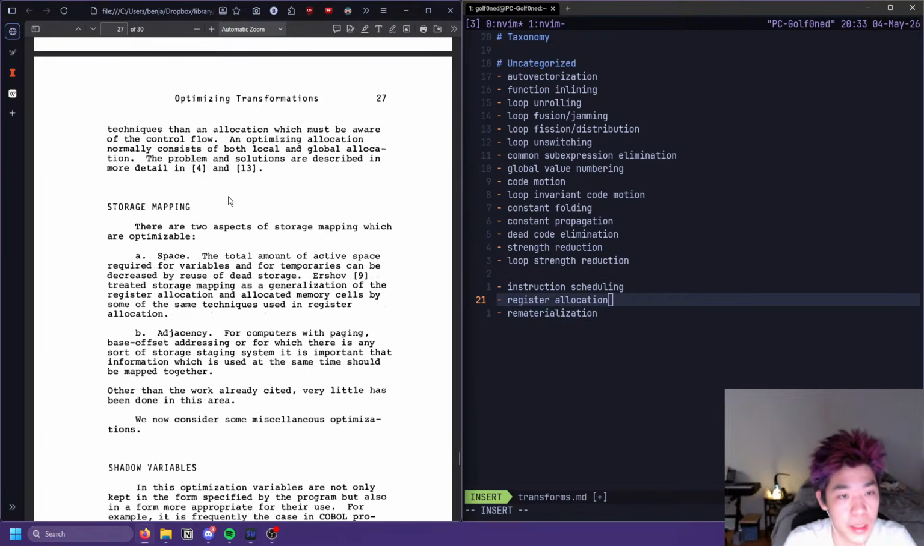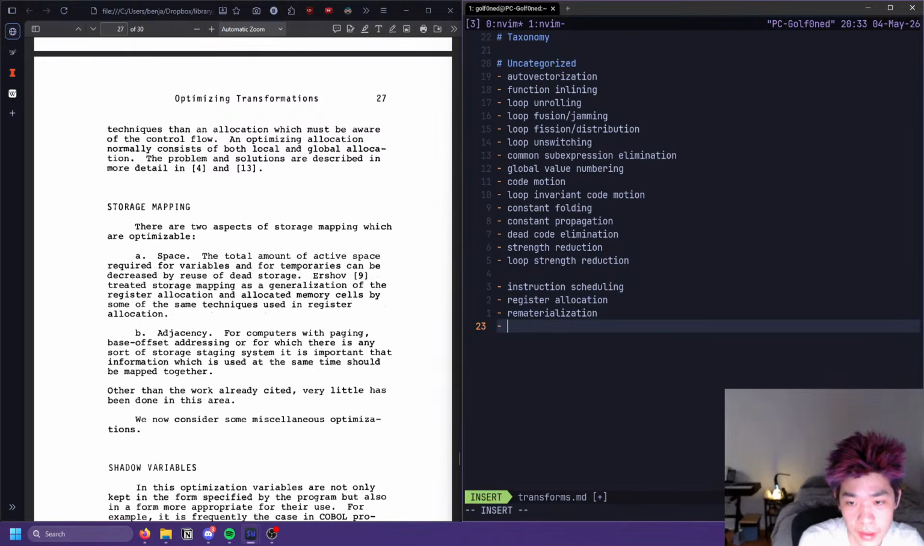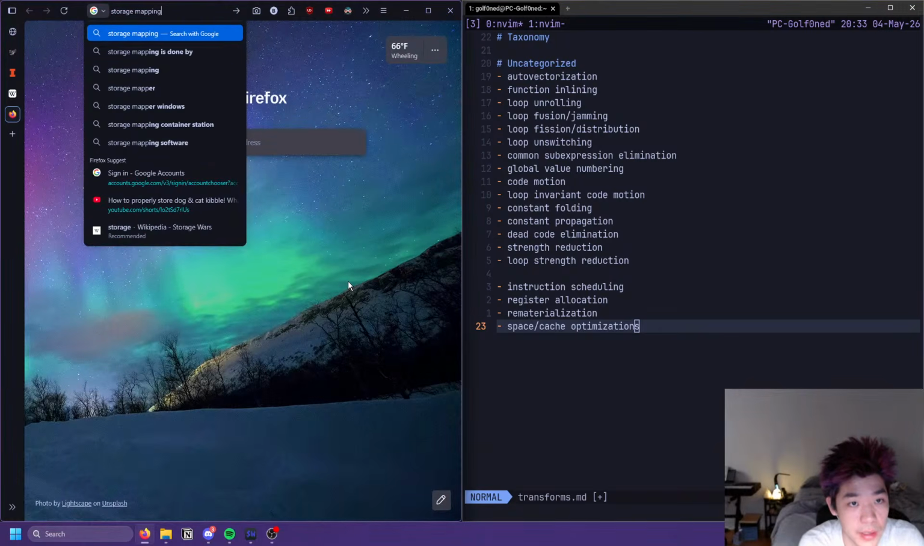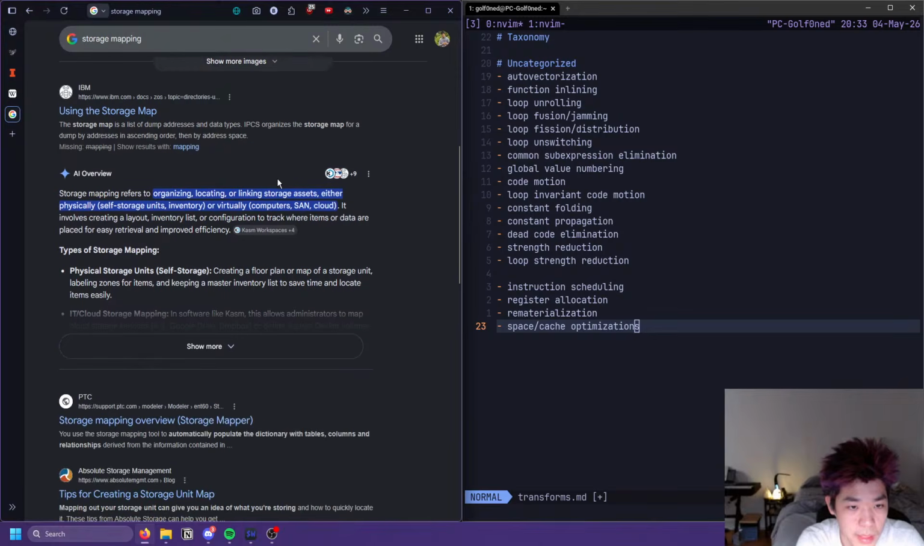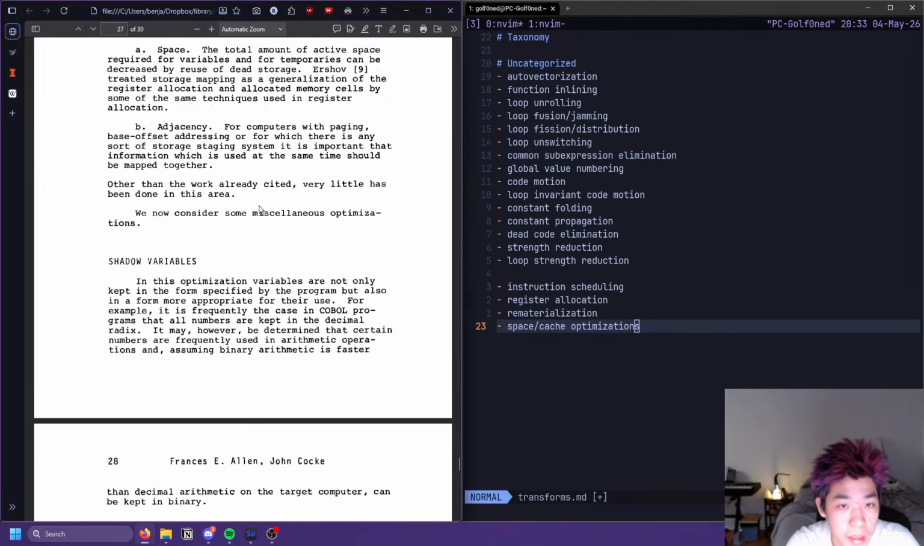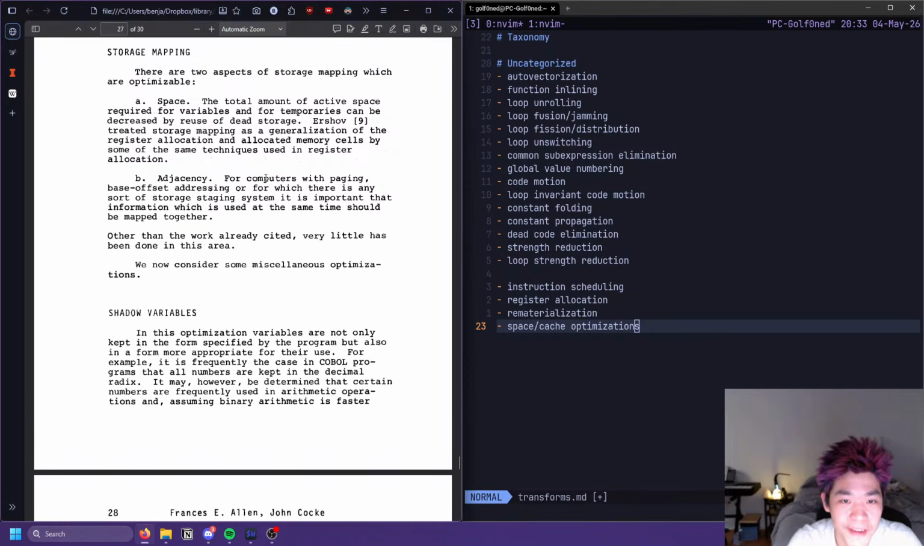Okay, so like, what do we even call this? I guess like space stash cache optimizations, I guess? I don't know. Storage mapping. That doesn't help me. Okay, that's fine. For computers with paging. It's funny that we have to specify that. How times have changed.